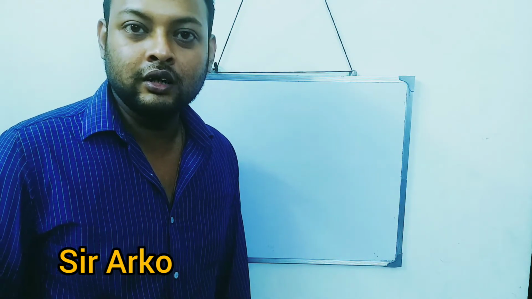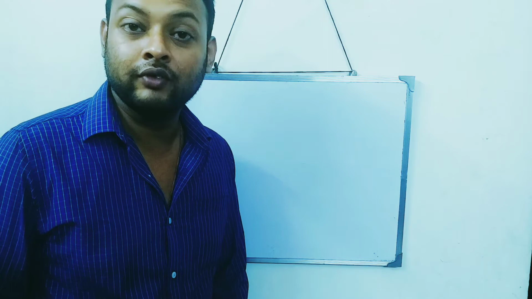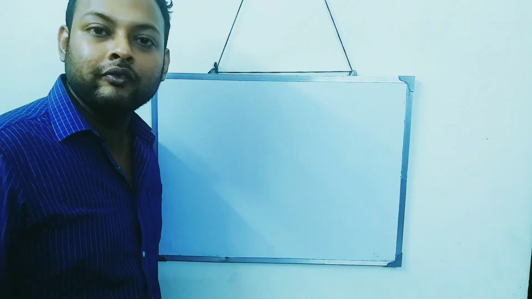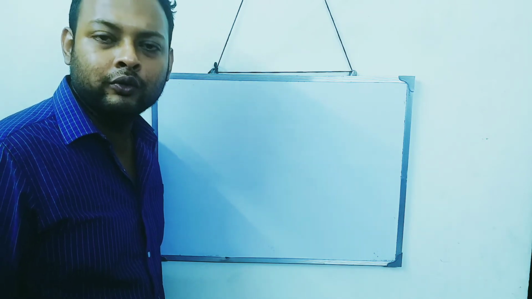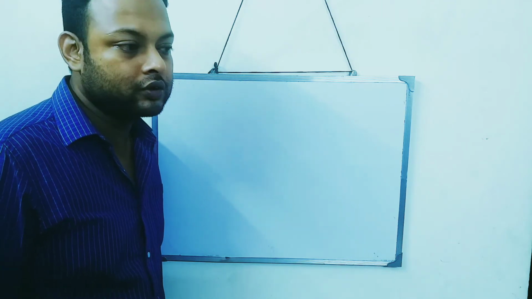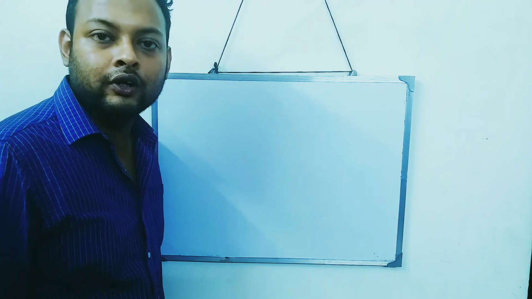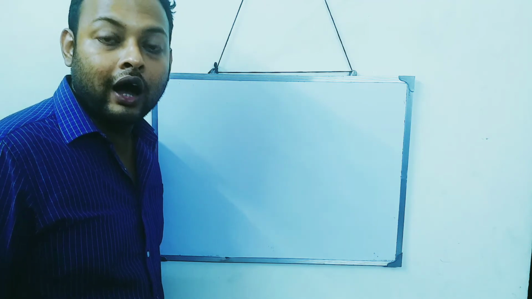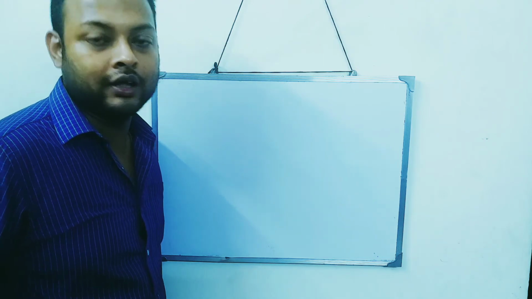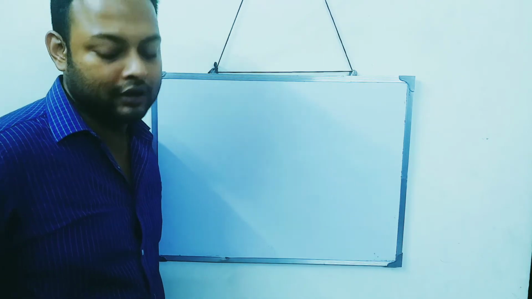Today is the fifth video of this chapter, reflection. In the previous videos we have discussed the laws of reflection, the important terms related to reflection, and diffused, normal and regular reflection. In this video we are going to discuss how an image is formed by a mirror.